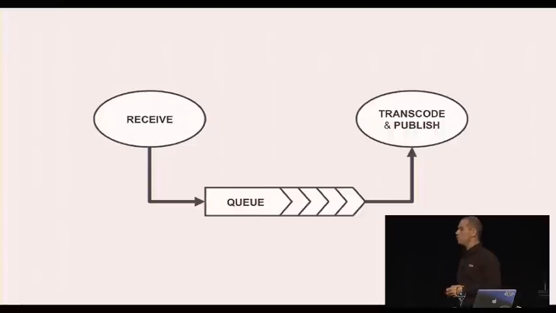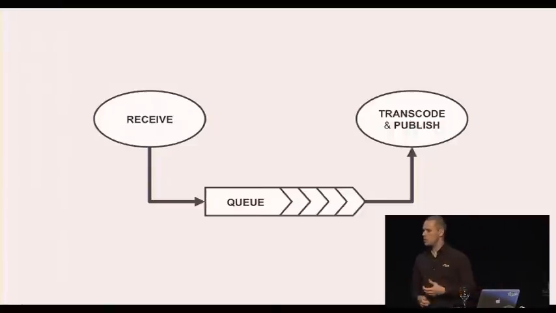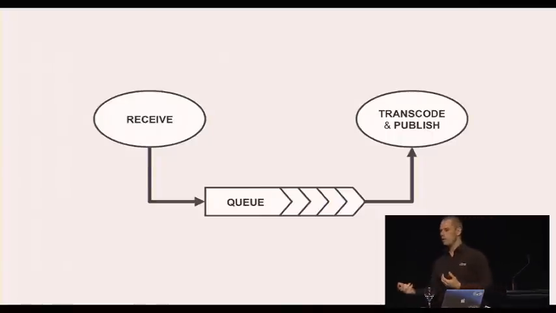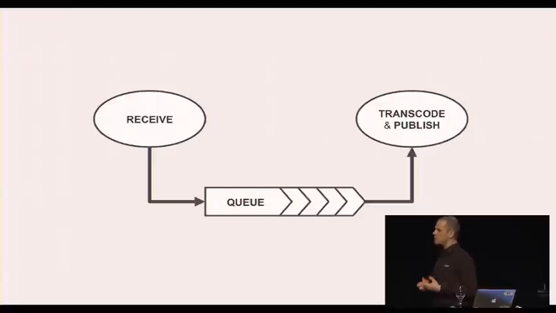Let's introduce a queue to this architecture. So now when the receiver receives a job to encode, for example, a video, we place a job on the queue. And then the transcoder and publisher pulls those jobs off the queue as quickly as it can. The key thing to note here is the rate at which jobs are placed on the queue can be different to the rate at which they're taken off that queue.